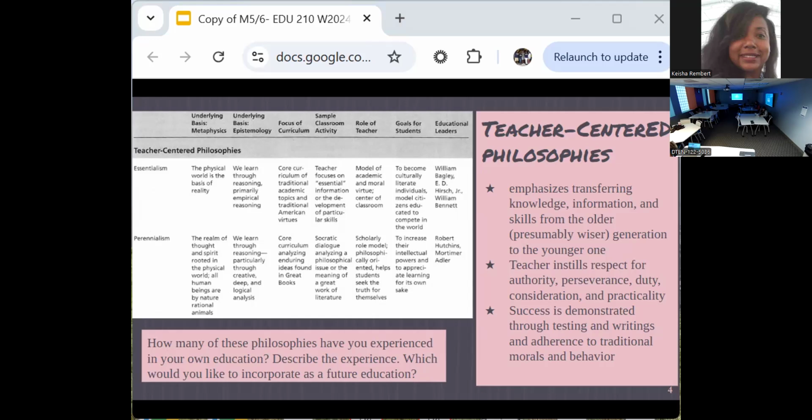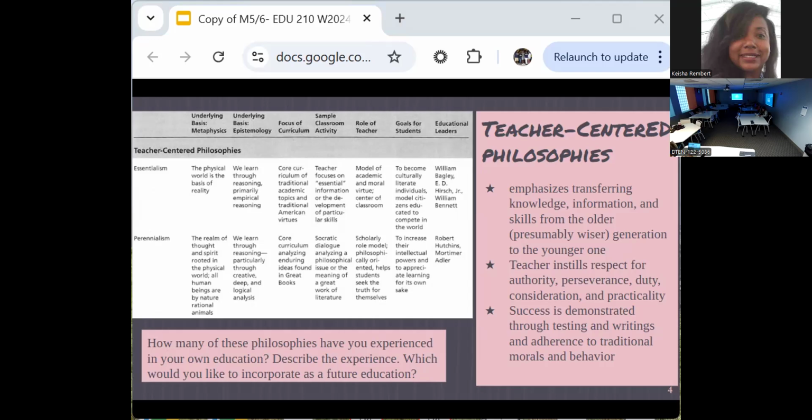And they believe the physical world is the basis of reality. So they're not involved in a bunch of theory. What is here is what exists. And they think that you learn through reasoning and being presented with empirical reasoning, like pure reasoning. Some key figures: essentialism was popularized in the 1930s by a man named William Bagley. And there was another man by the name of E.D. Hirsch, Jr., who wrote a book called Cultural Literacy. In this book, he was arguing that all Americans should share a common body of knowledge. So there should be some common things that all American students should know and be able to be proficient in.